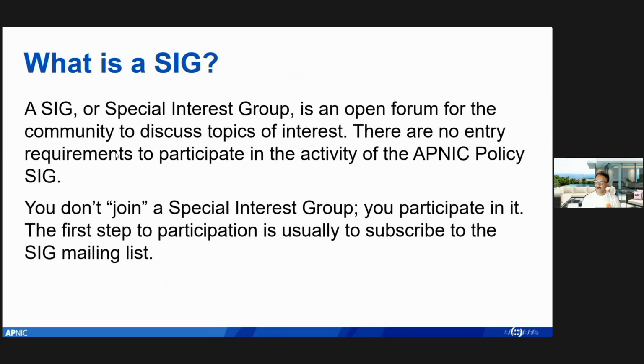And anyone can join this SIG. There's no fee attached to the SIG. You don't have to pay anything. It's free and open for anyone and everyone to join and take part in this SIG. And this SIG actually happens at APNIC conferences, but they also have a mailing list and online discussion forum that you can join and discuss the proposals.